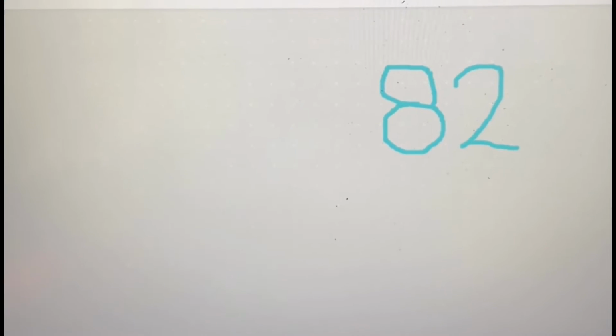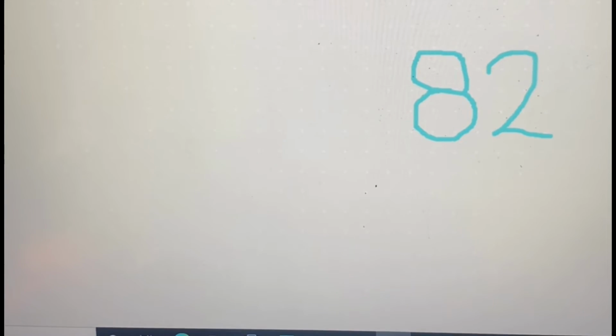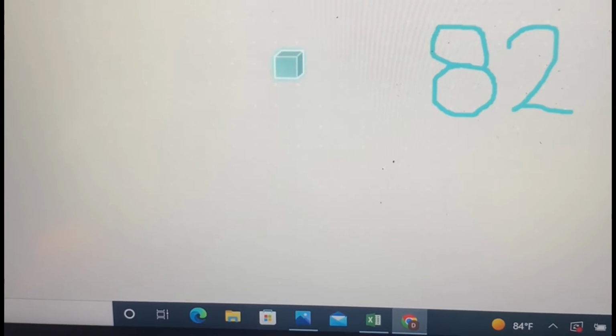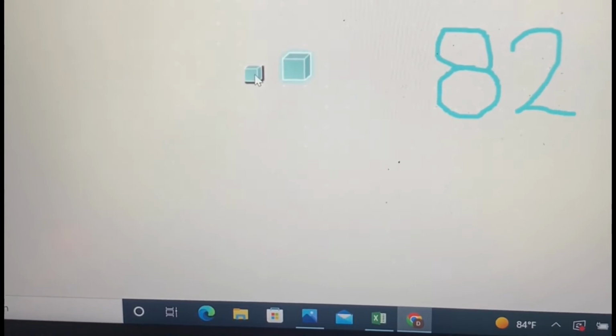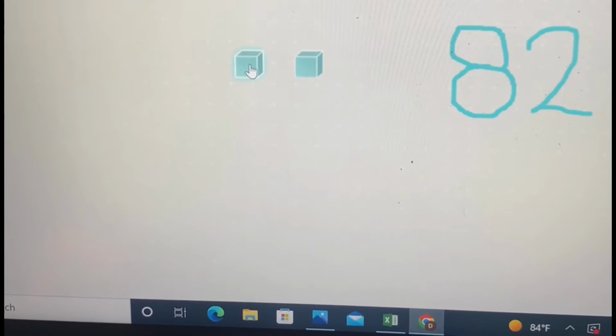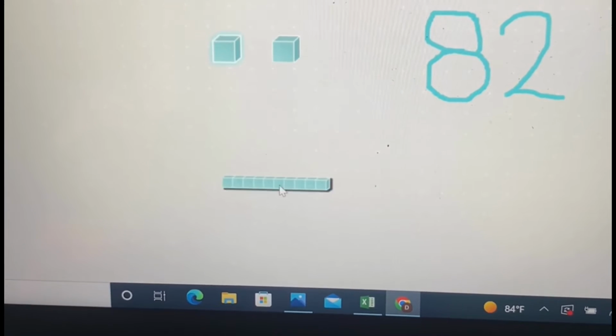All right, so we have the number 82 here, and I'm going to give you guys a visual now. So we have 2 ones, so I'm going to bring out 2 ones. 1, 2. We have 8 tens, so I'm going to bring out 8 tens, and I'm actually going to count by 10 as I'm bringing out each of the tens.